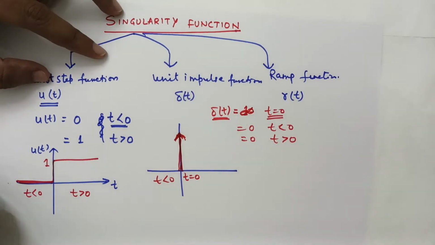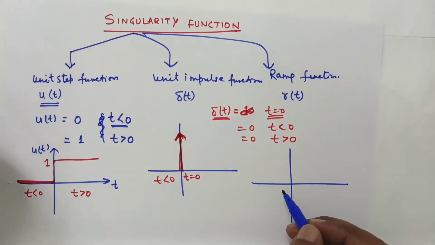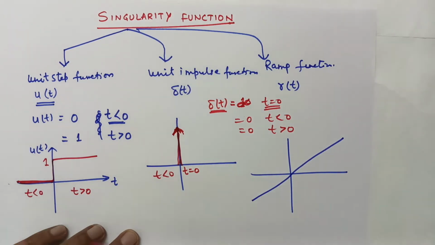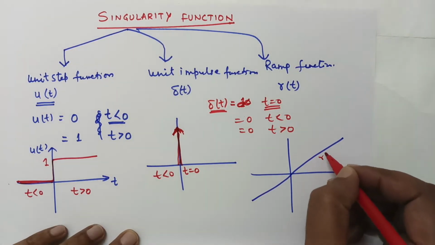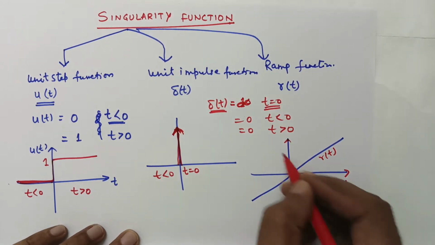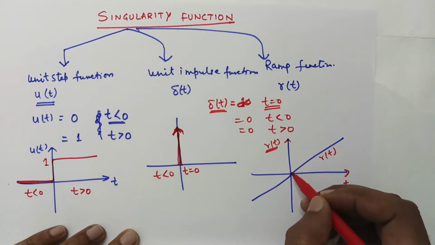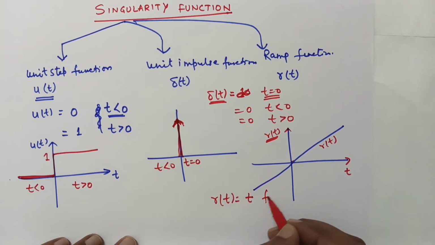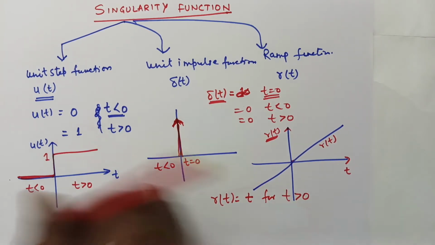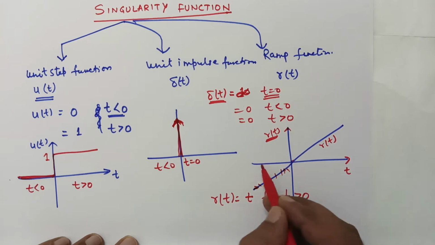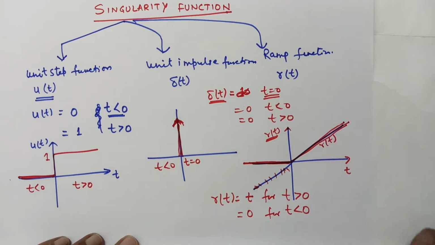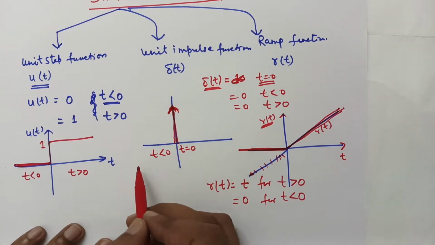And then we have the ramp function, which we can represent as a ramp. Here this ramp function is r(t). What you can see is r(t) equals t for t greater than 0, and for t less than 0 it is 0. So it's a ramp function. All these functions are 0 for t less than 0.